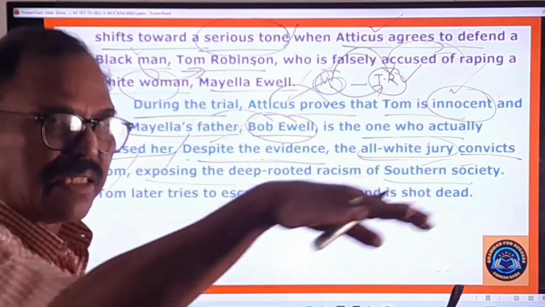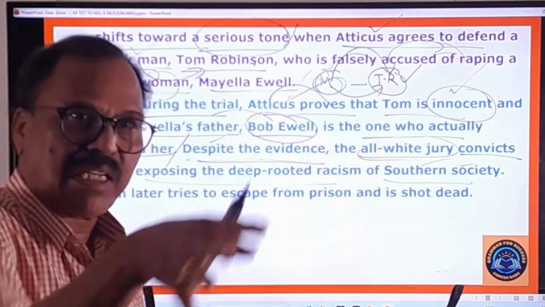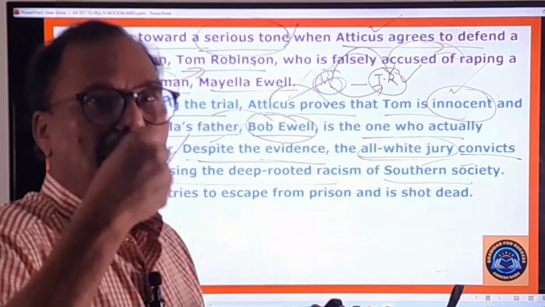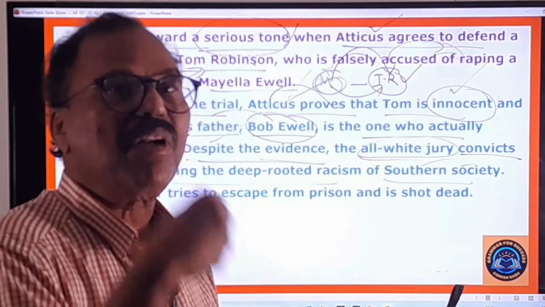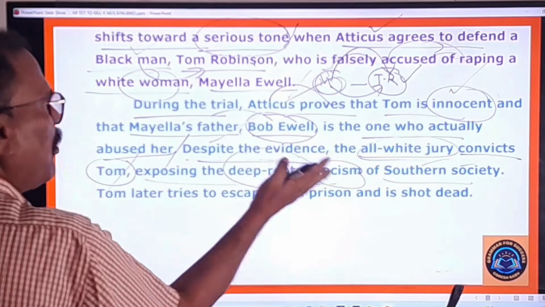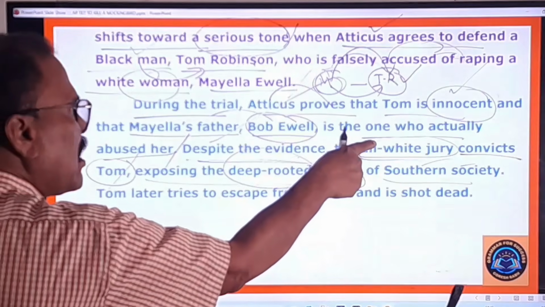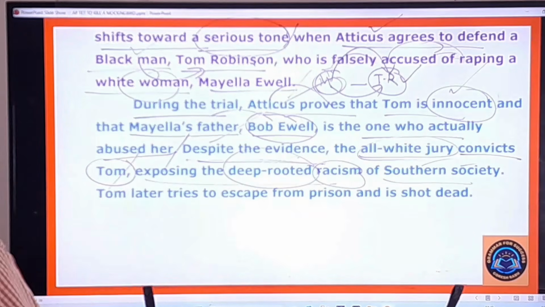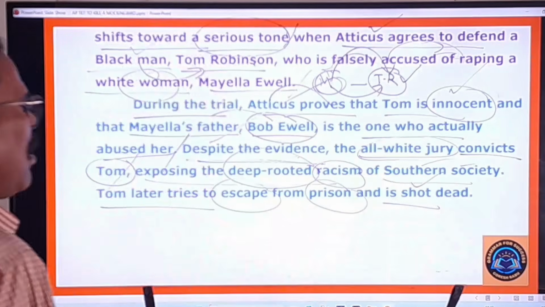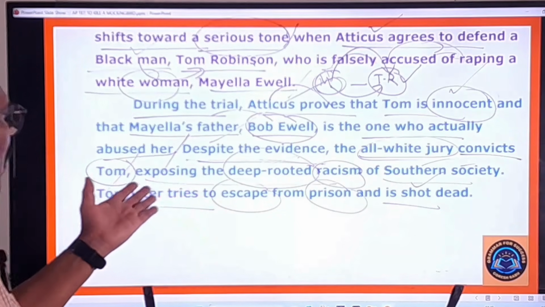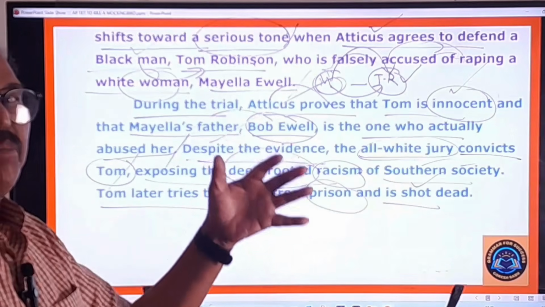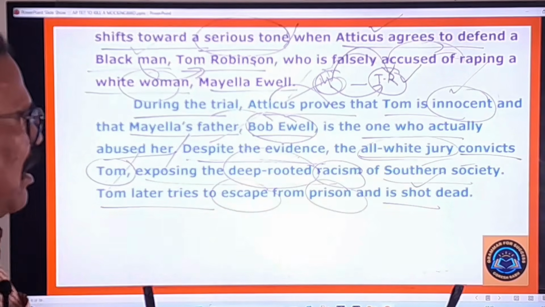During those days in Southern America, that was called Southern society, there were so many taboos. In the Southern society, the white Americans maintained terrible racial discrimination. So, exposing their deep-rooted racism, these judges convicted Tom Robinson, and Tom later tries to escape from prison and he is shot dead. So this was an unfortunate thing. Tom was taken to the prison, and from the prison he made an attempt to escape, and during that attempt he was shot dead.